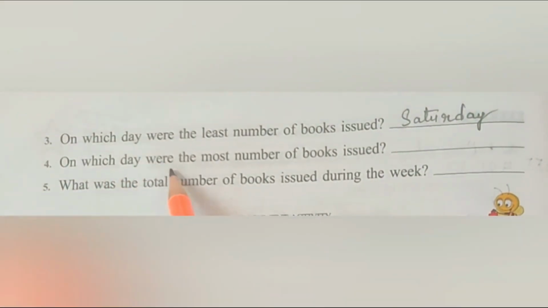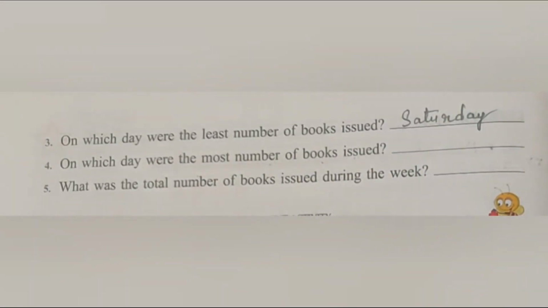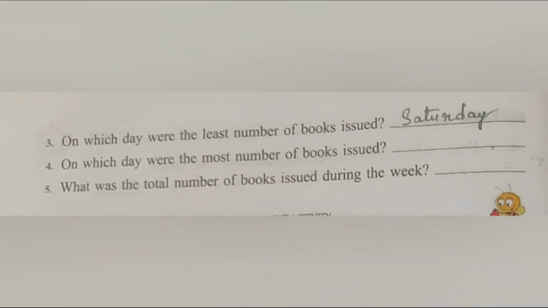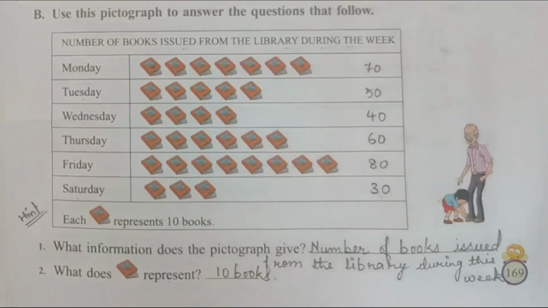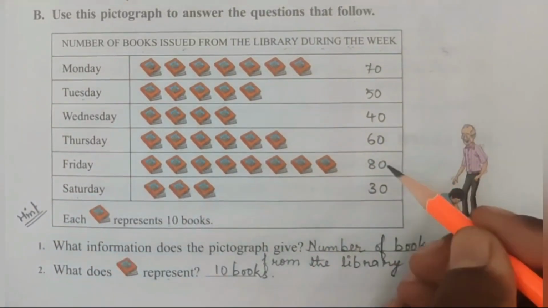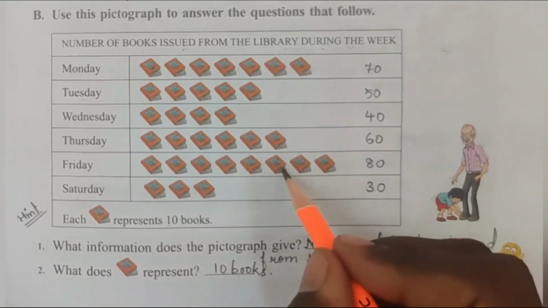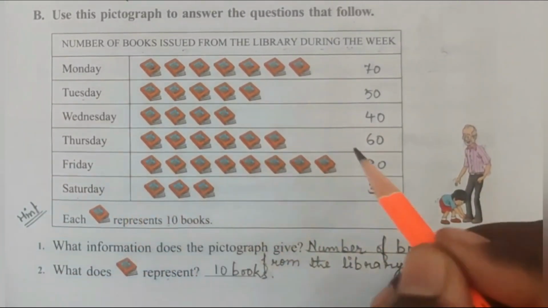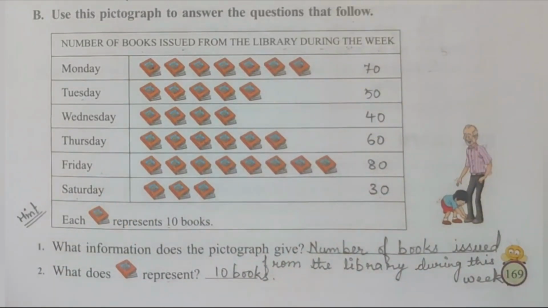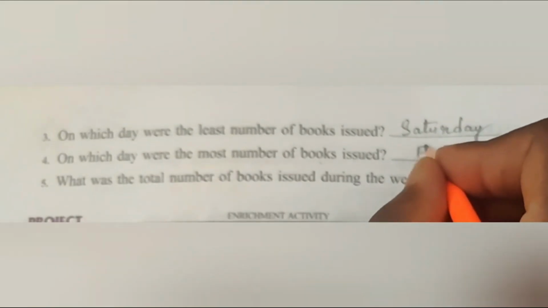On which day were the most number of books issued? That means the most number of books was issued on which day? Let's see. So here we have Friday. That is 80 books was issued on Friday. So this answer we are going to write in question number 4. So this is Friday over here.